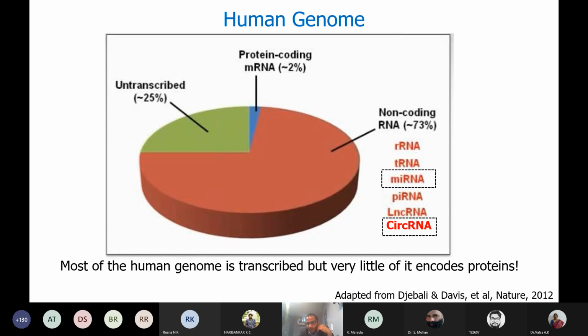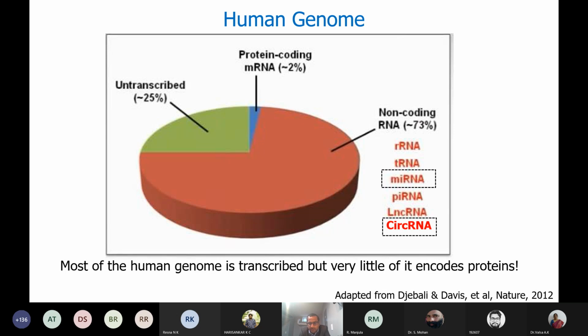For the past decade or so, people have been looking at different kinds of non-coding RNAs. These non-coding RNAs can be categorized into small and long based on their size. Anything less than 200 nucleotides is classified as small non-coding RNA, and anything larger than 200 nucleotides is called long non-coding RNA. We identified a novel RNA species called circular RNAs in the cardiovascular system, in the heart after heart attacks. And our lab is majorly working on this particular RNA species.